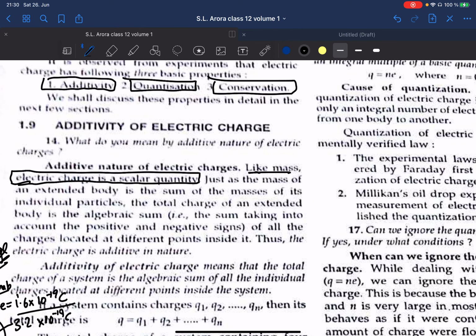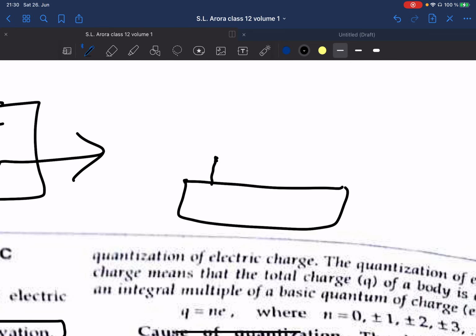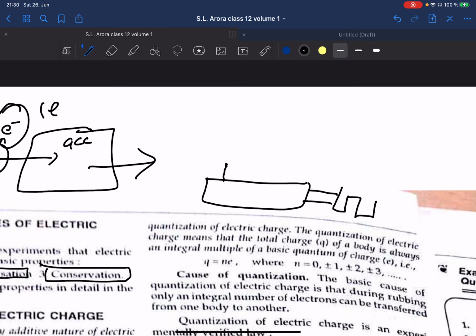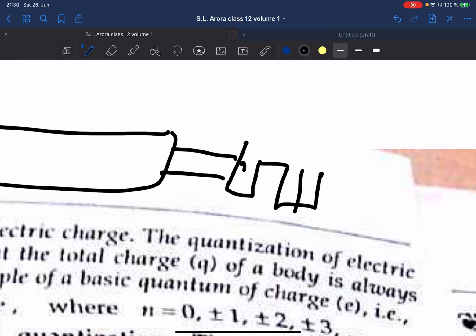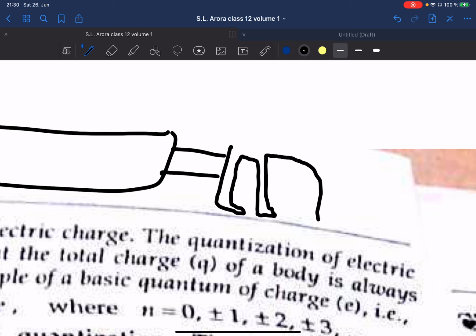So just as the mass of an extended body is the sum of masses of individual particles, what they want to say is charges are like mass. For example, if this is a cart, and we have a horse. Please ignore my drawing. I suck at drawing, but I hope you can get a gist of it.